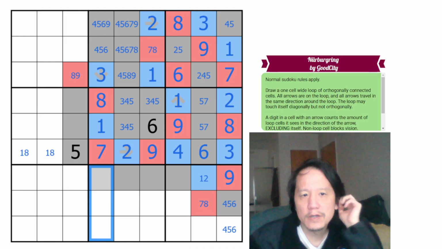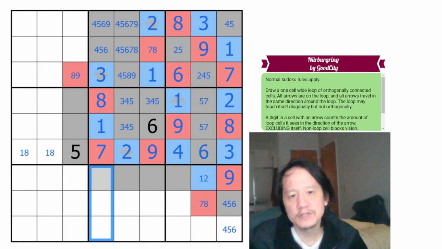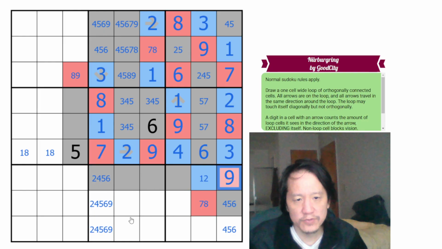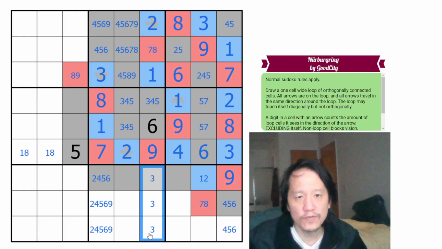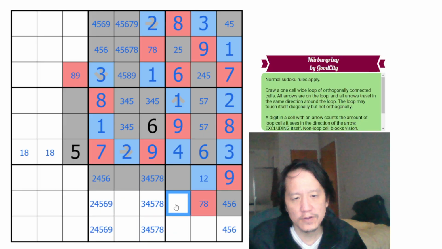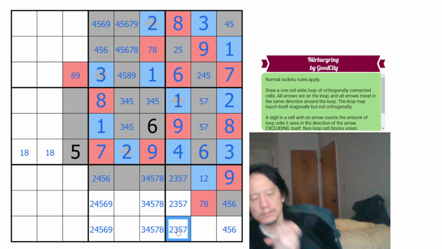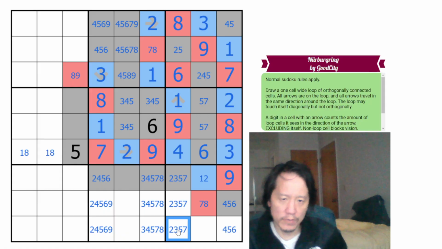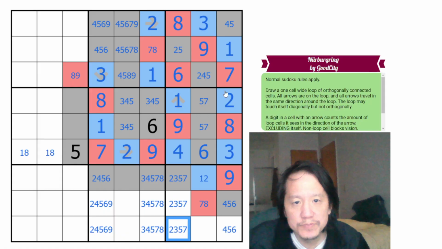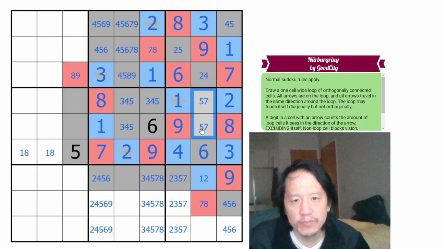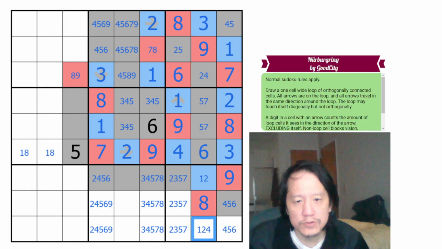This has to be, let's see, 2, 4, 5, 6, and 9. So this can't be 9 because of this 9. This has to be 3, 4, 5, 7, 8. That's fine. This is 2, 5, 3, and 7. This can't be 5 because of the 5, 7 pair. This can't be 7 because of the 5, 7 pair, so this must be 8. Which means this is 1, 2, or 4.